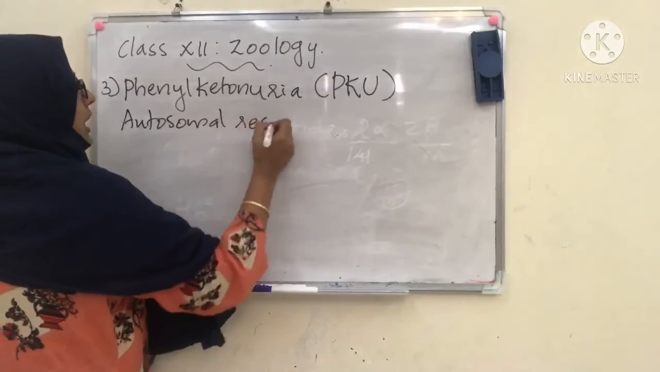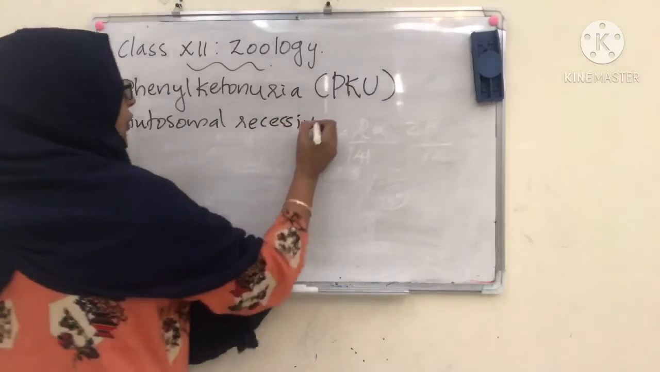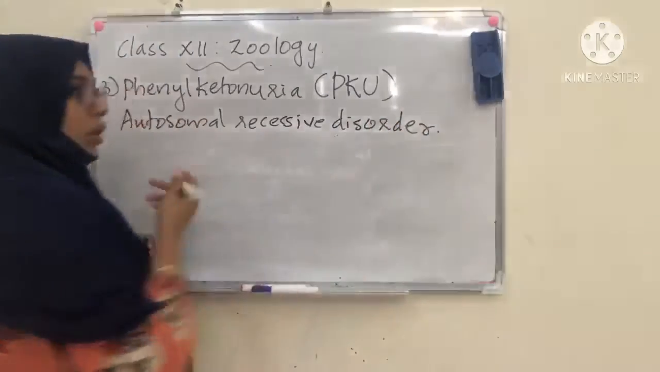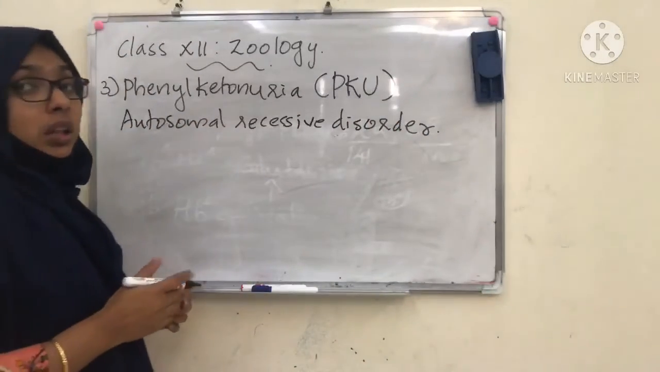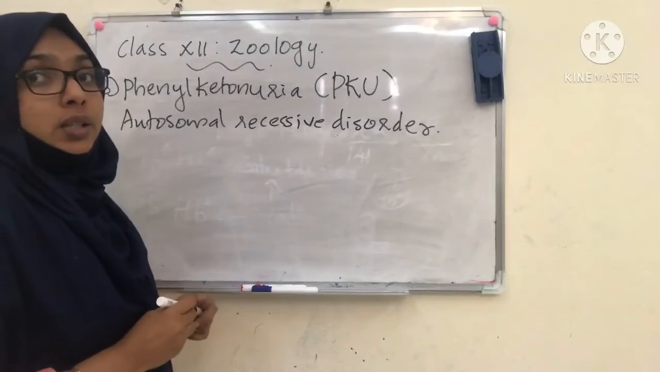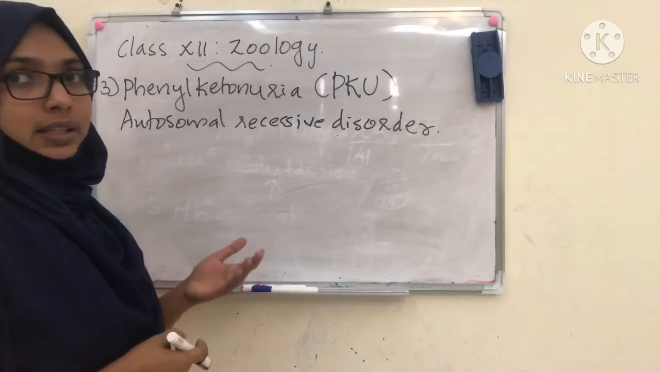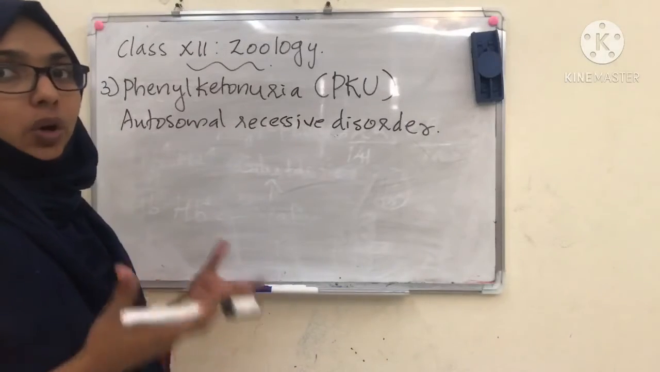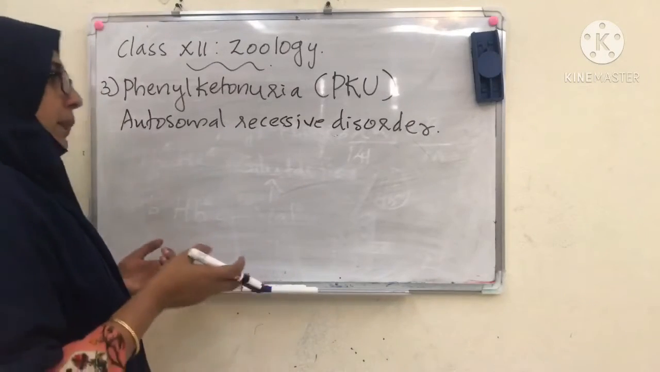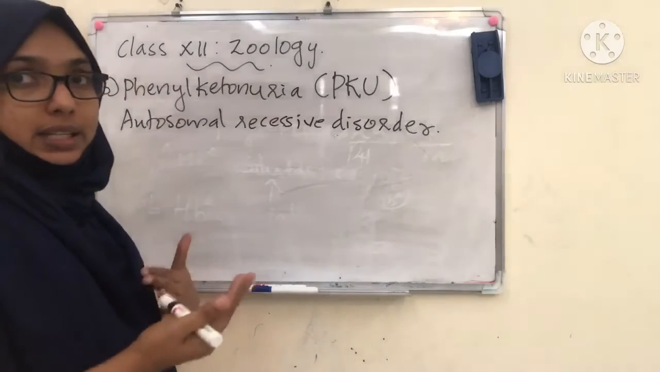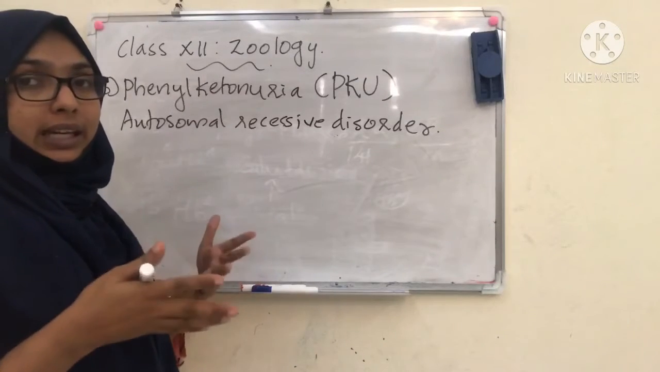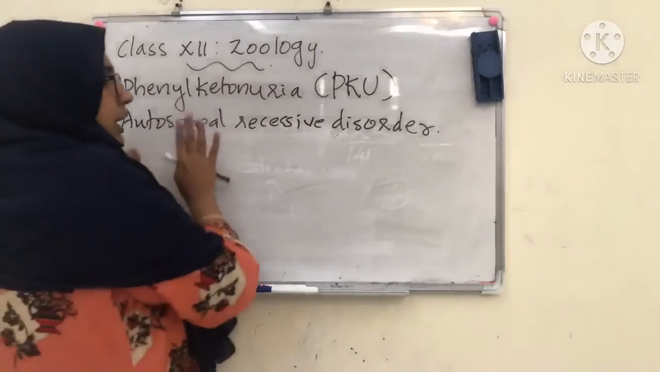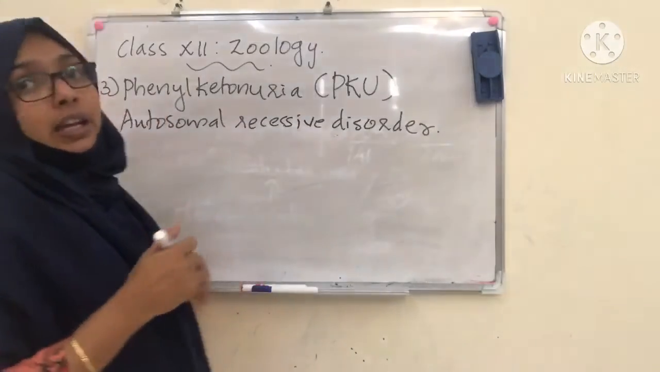See, you have to study which type of disorder this is, because for your practical exam or maybe your theory also, there will be problems regarding solving the pedigree analysis. That we can discuss in the coming videos or in the live session. That would be better, I think. We can discuss how to solve a pedigree analysis in the live session. So you have to study this. It's an autosomal recessive disorder.